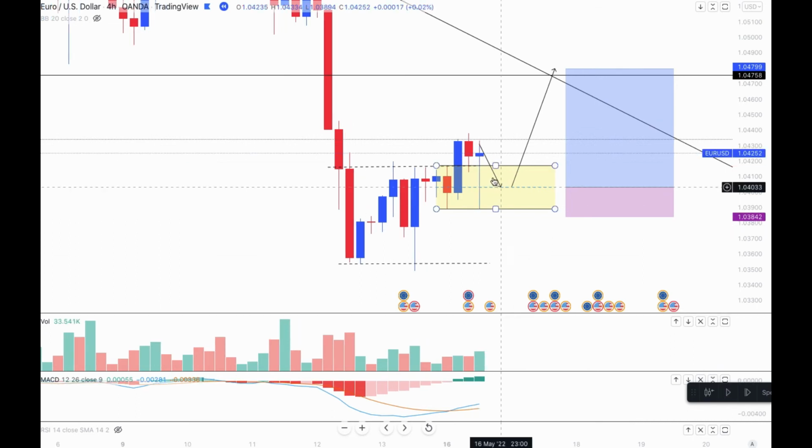Okay, so now we can see we had price come all the way down past my entry, to the bottom of this yellow box, almost hitting the stop loss if it continued. However, it didn't do that. So now we are in this position. Let's continue.